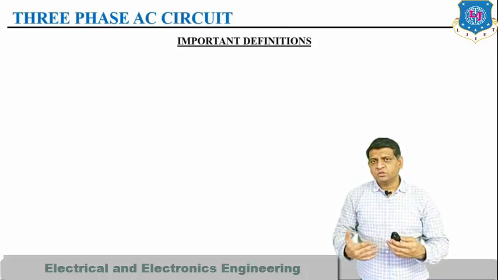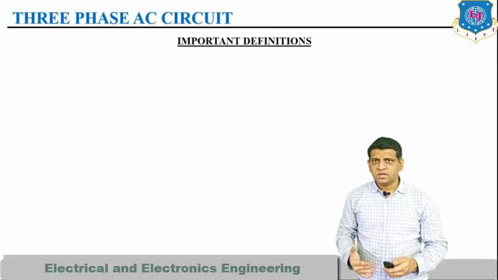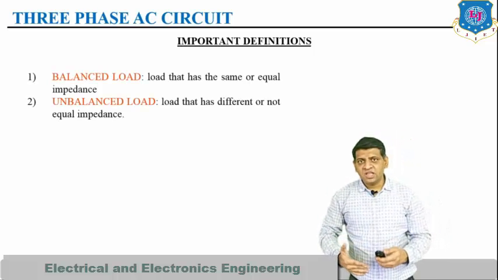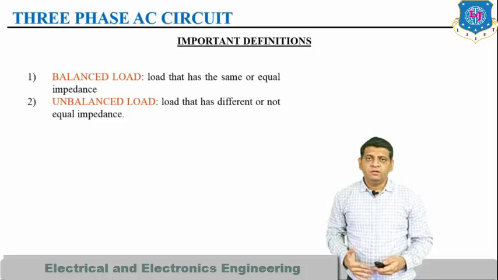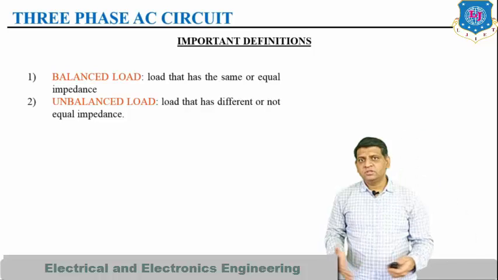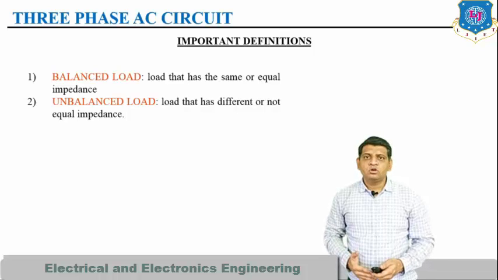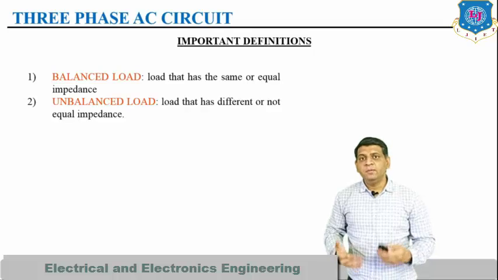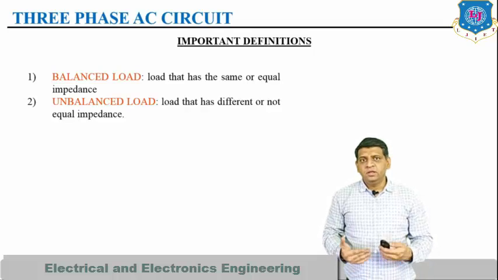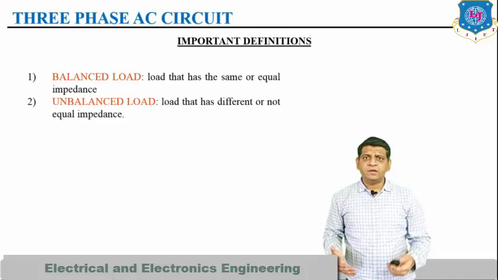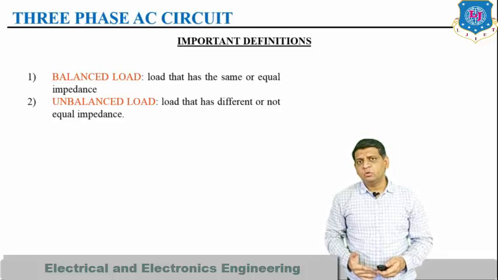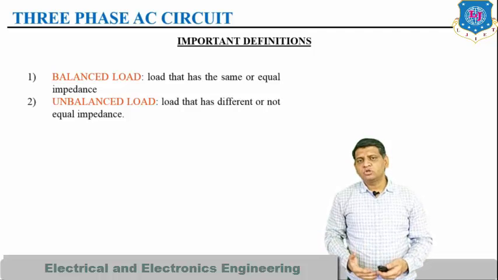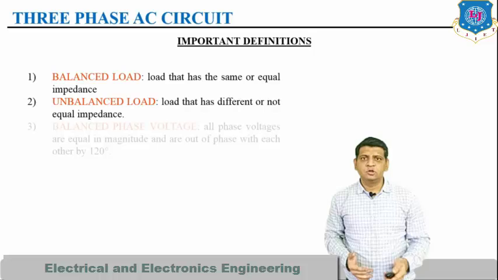Some important definitions we need to understand in a three-phase AC circuit. What is a balanced load? The load has the same or equal impedance, right? Then an unbalanced load, we call it different, not the same load. So the condition is that if the values of impedances are the same throughout the circuit, it is a balanced load. If the impedances are not the same, it is an unbalanced load.